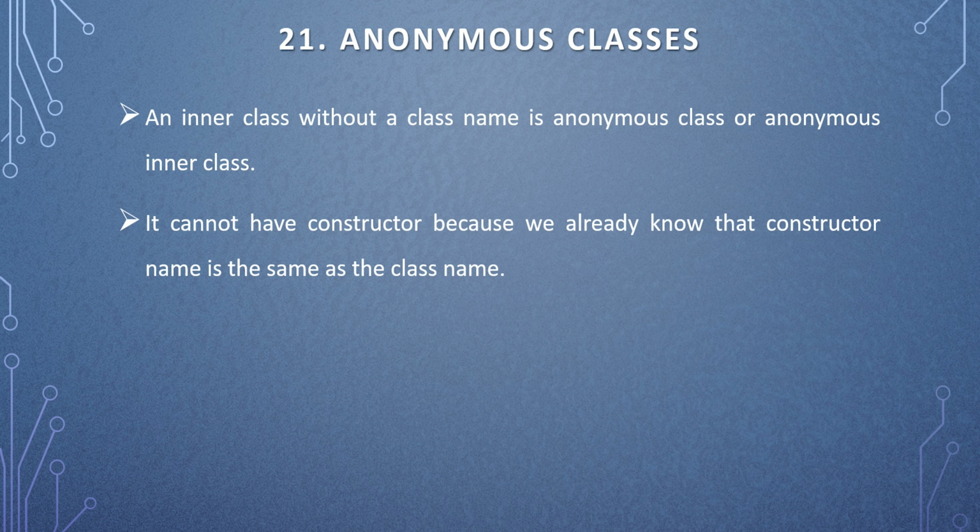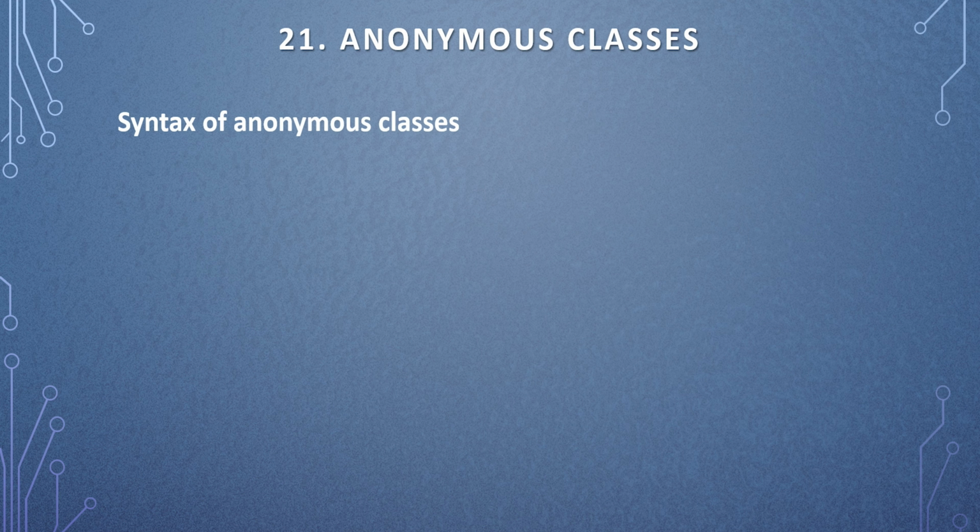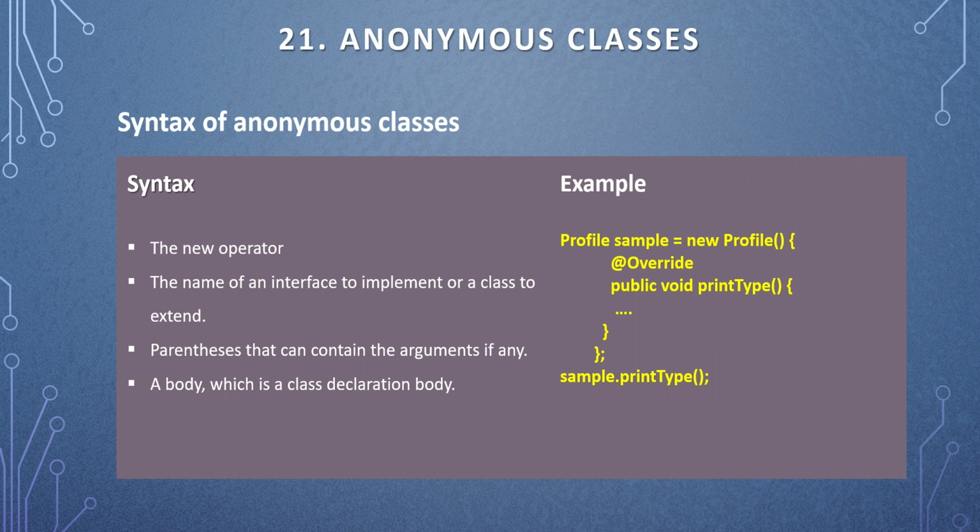Recommend discretion. Syntax of anonymous classes. As per Oracle Java docs, an anonymous class is an expression. The syntax of an anonymous class expression is like the invocation of a constructor, except that there is a class definition contained in a block of code. The anonymous class expression consists of the following: the new operator, the name of an interface to implement or a class to extend, parentheses that can contain the arguments if any, and a body, which is a class declaration body.